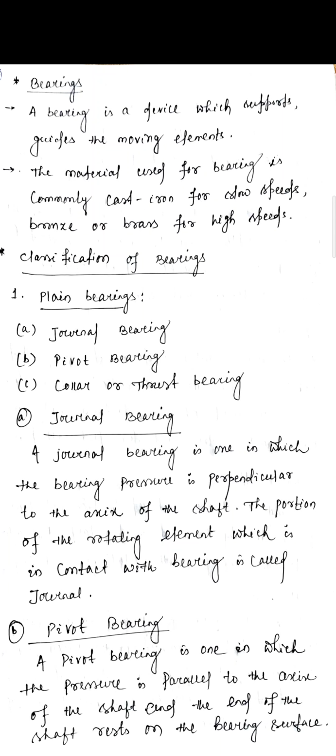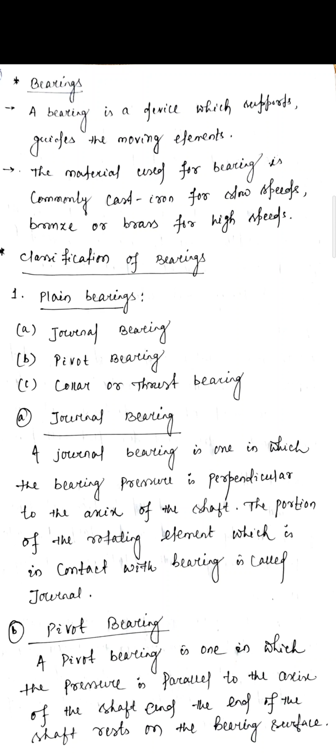Next, go to the classification of bearings. There are two types of bearings. One is the plain bearing and the other is the ball and roller bearing. Plain bearing is categorized into three types. One is the general bearing, the second is the pivot bearing, and the third is the collar or thrust bearing. Let's discuss one by one.